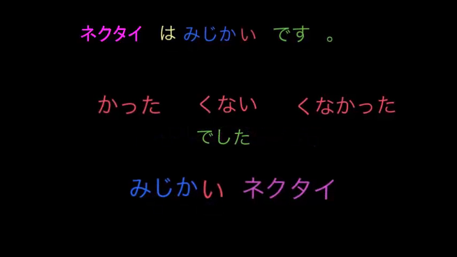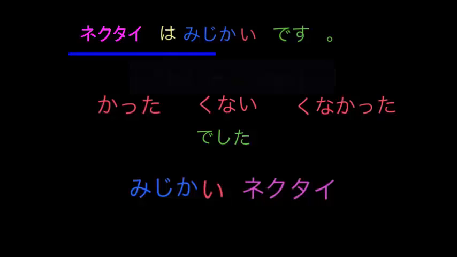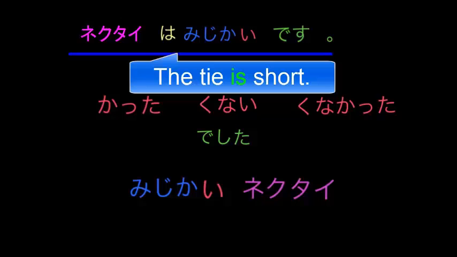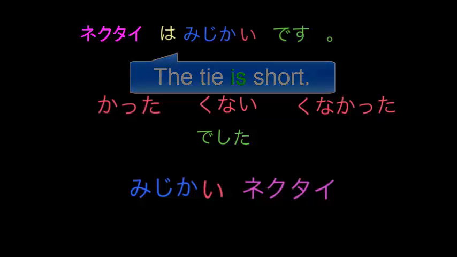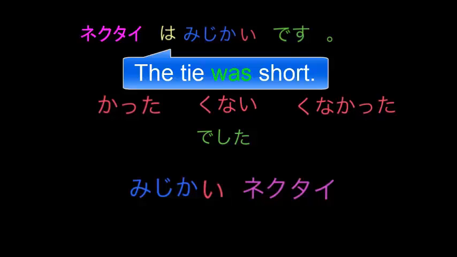Now we're going to look at what happens in a Japanese sentence when we want to change our adjective either into a different tense, the past tense, or into the negative, or even into the negative past tense. Let's focus on that initial sentence. Necktie wa mijikai desu. The tie is short. Now I'm going to change that into the past tense. The tie was short.